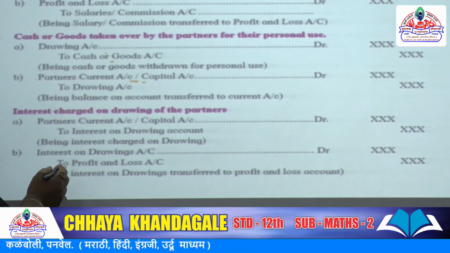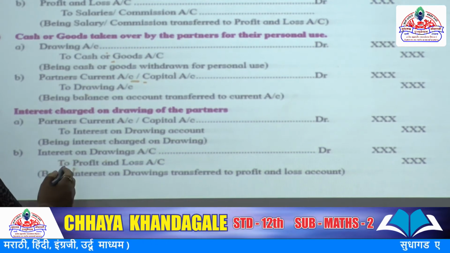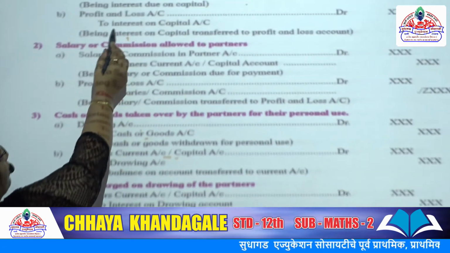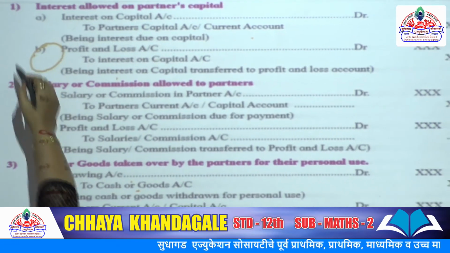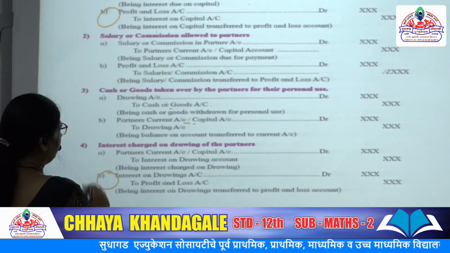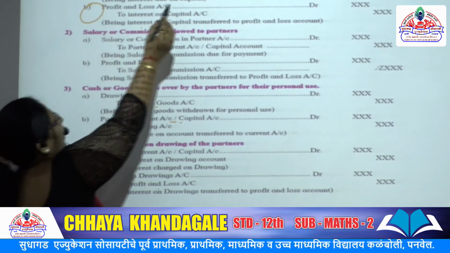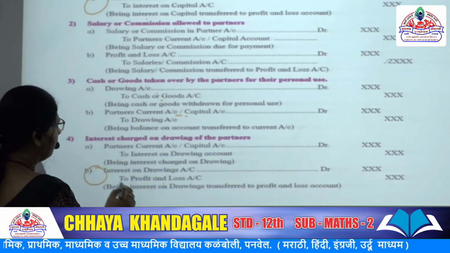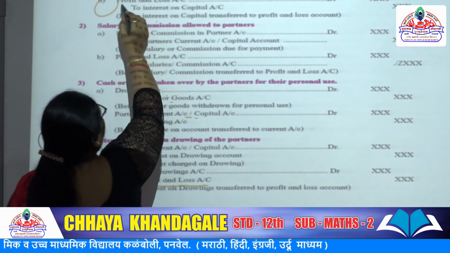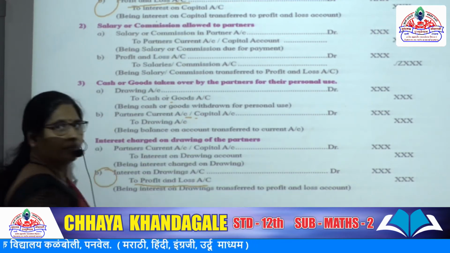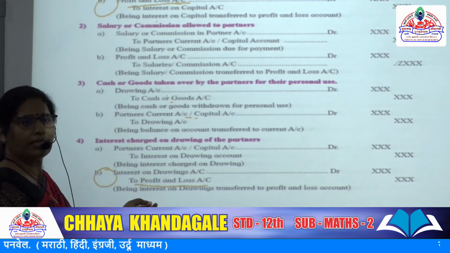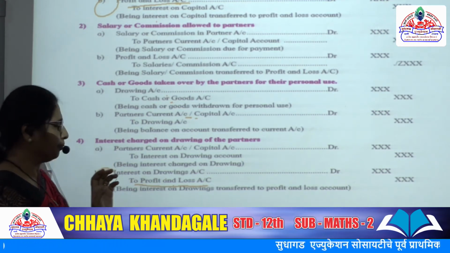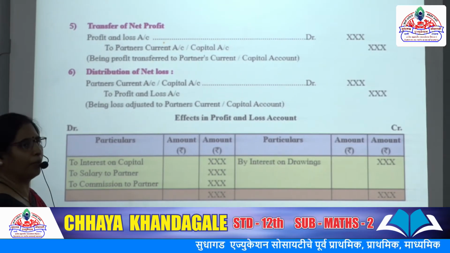And now see, interest on drawings account debit to profit and loss account. In the above, interest on capital, what was the journal entry? Profit and loss account. See, when we were given partners capital interest, profit and loss was debited. Here profit and loss is credited. So interest on drawings is a gain for the firm, so it will be written on the credit side of the profit and loss account.